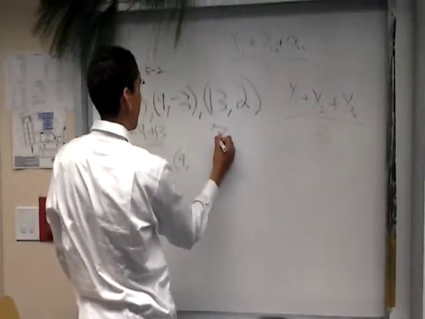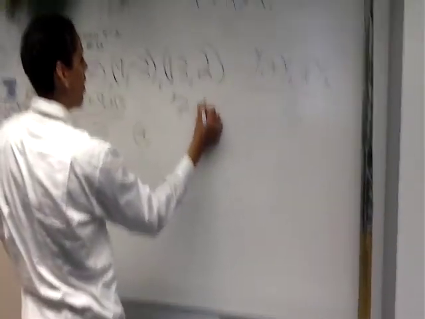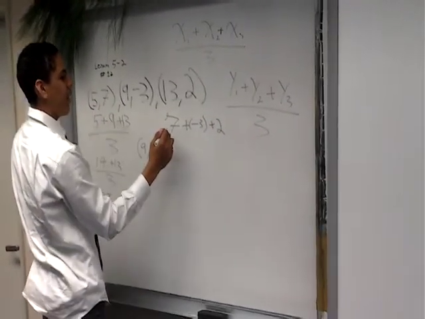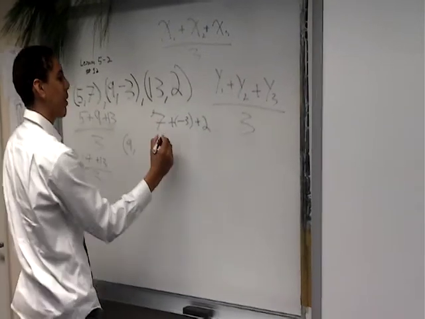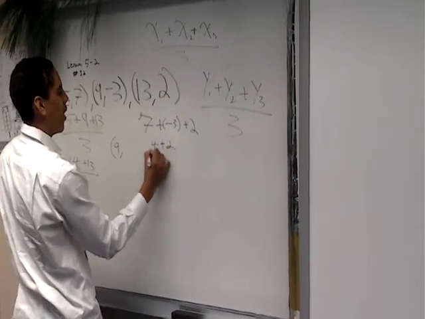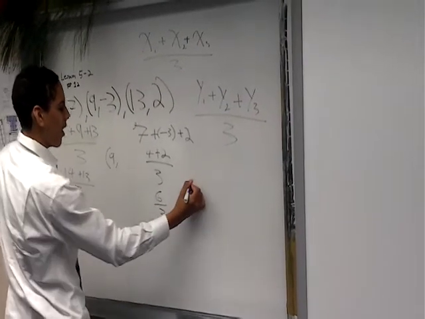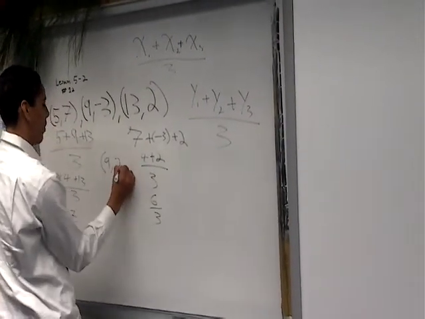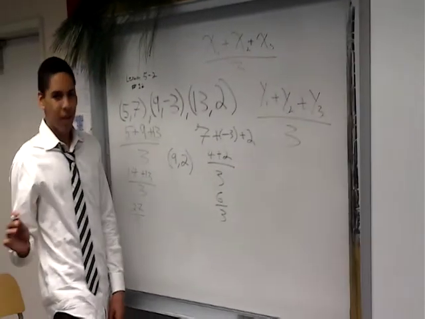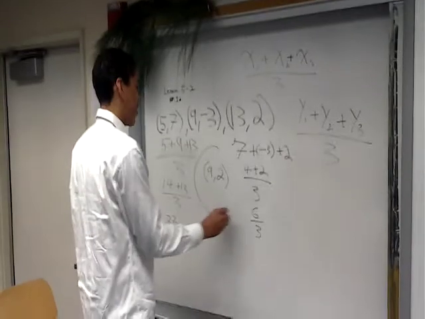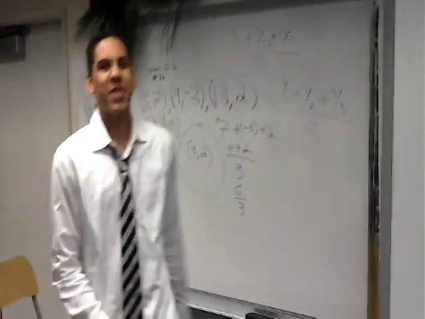7 plus a negative 3 plus 2. So 7 plus negative 3 is the same thing as 7 minus 3, which is 4, plus 2 over 3, so 6 over 3. Y is equal to 2. So our coordinates are 9 and 2. Let's see if that's correct. It's correct. So that's how you do it. It's that simple.